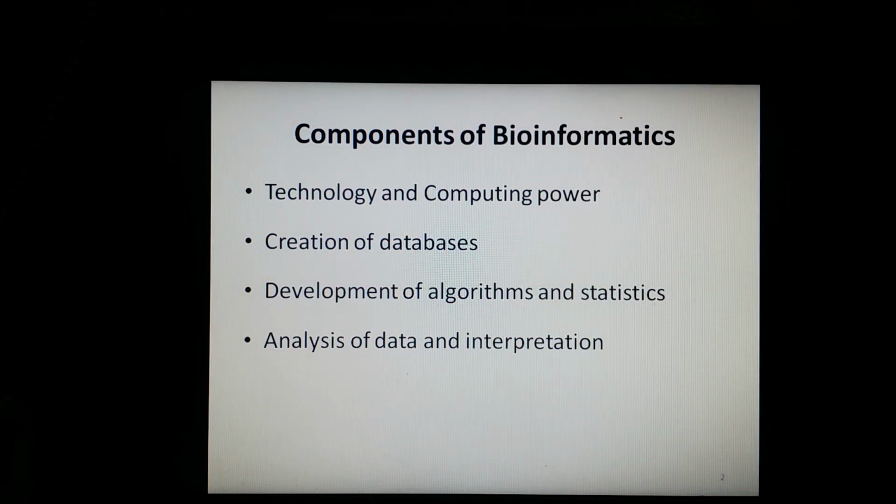The fourth component is the analysis of data and interpretation. You know that the appropriate use of components to analyze the data and interpret the results in a biologically meaningful manner is really important. This analysis and interpretation of data includes DNA, RNA and protein sequence analysis, protein structure, gene expression profiles and biochemical pathways. So in this we analyze all these structures, pathways, sequences, and expression. These were the four components.